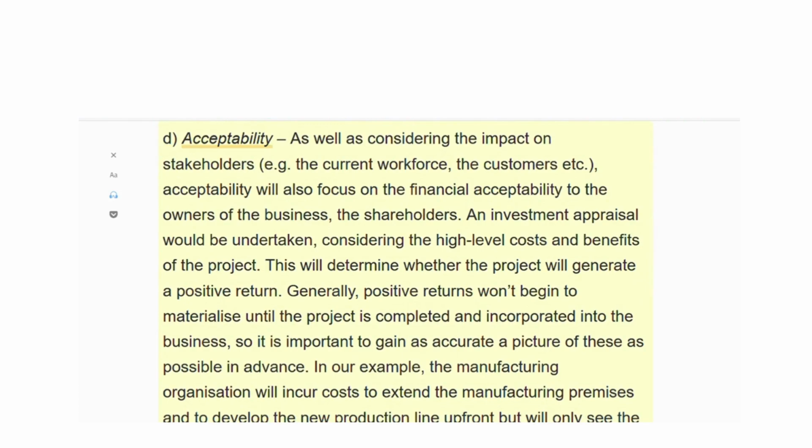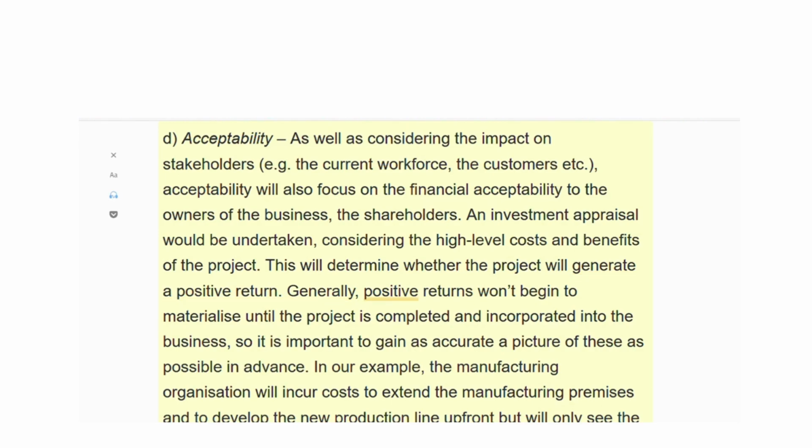D. Acceptability. As well as considering the impact on stakeholders, e.g. the current workforce, the customers, etc. acceptability will also focus on the financial acceptability to the owners of the business, the shareholders. An investment appraisal would be undertaken, considering the high-level costs and benefits of the project. This will determine whether the project will generate a positive return.